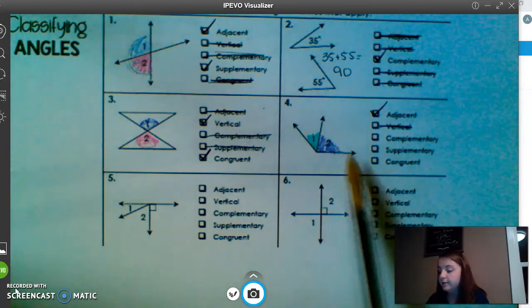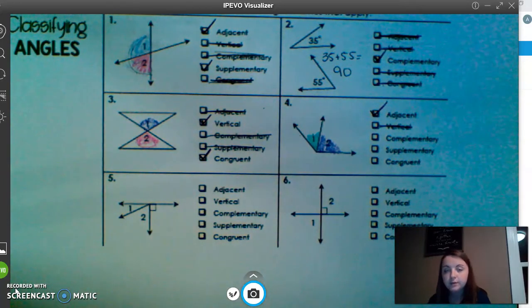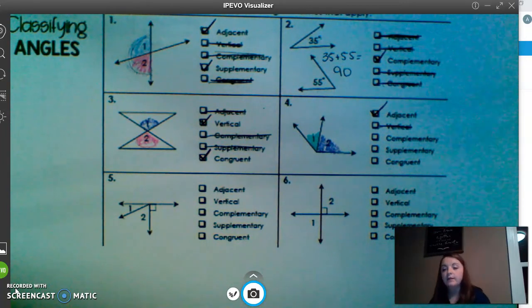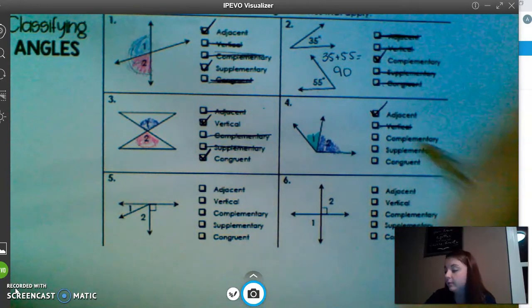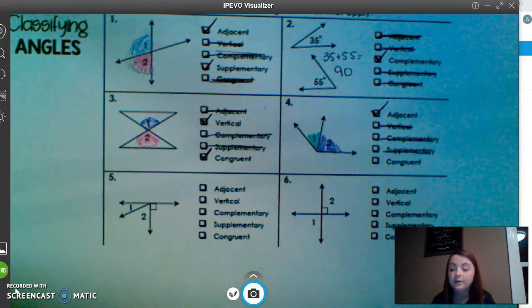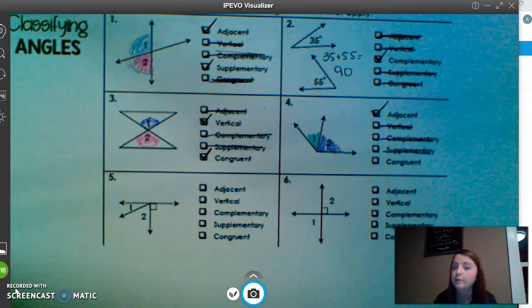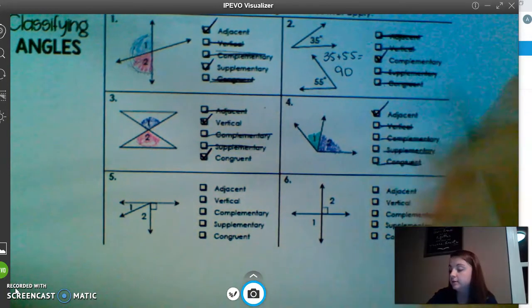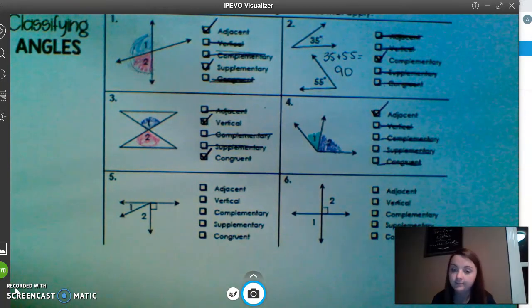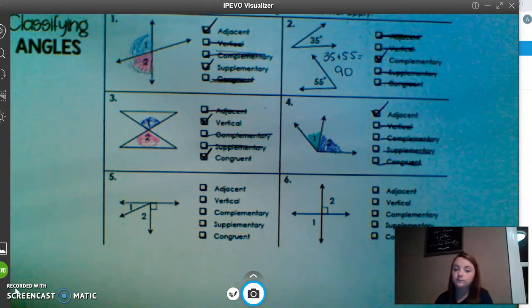When we put these together, do they make a right angle or a straight line? Do those two angles make a right angle or a straight line? You answered no, you're correct. So since they don't make a right angle or a straight line, they can't be complementary or supplementary. And then I don't know if they're congruent. They're not vertical, so I can't assume it. And then they didn't show me they were congruent. So they are just adjacent. Okay? Moving on to question 5.